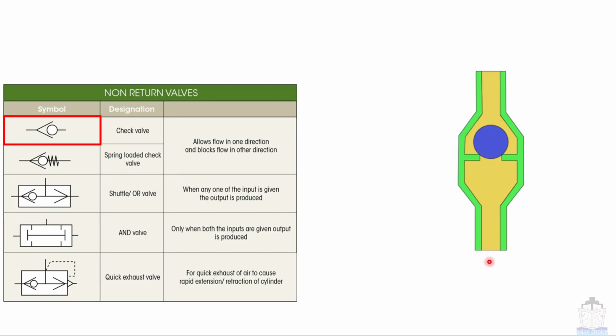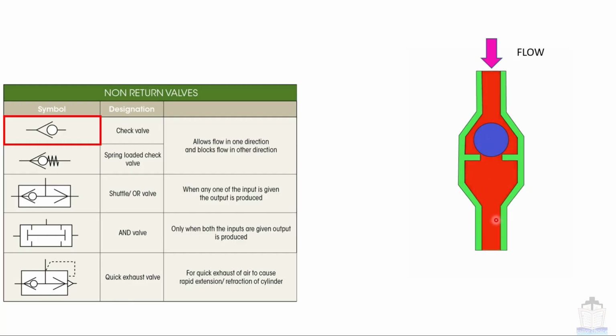So I am going to show you with the help of animation. You can see that gas is passing but it is restricted. Now if gas is flowing from the other side, it is allowed to pass.